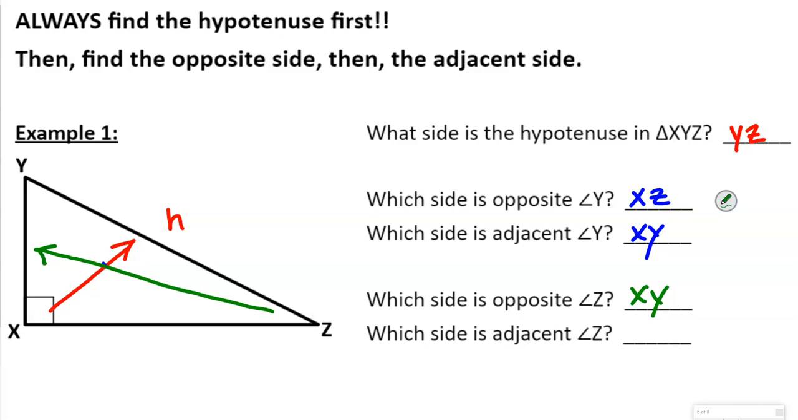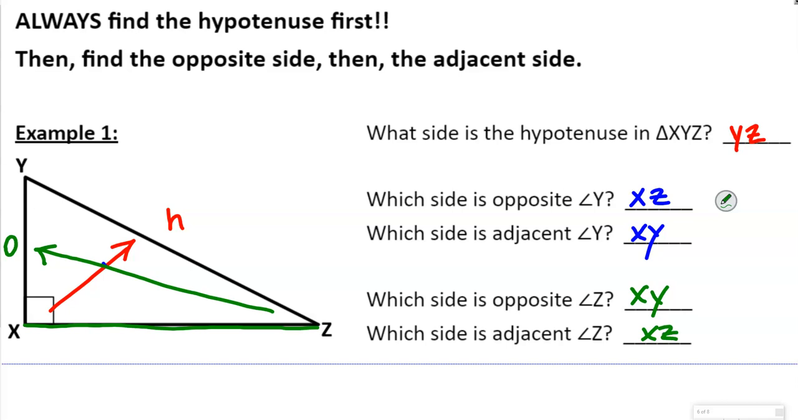Then it says what side is adjacent angle Z. So it can't be our hypotenuse. This was our opposite, right? So it's got to be what's left, right? So that's going to be that side right there. So that's going to be XZ. Okay? And again, we're just going to practice this. This was then our adjacent, right? Okay? I don't think I put A on the previous one, y'all, so I should have.